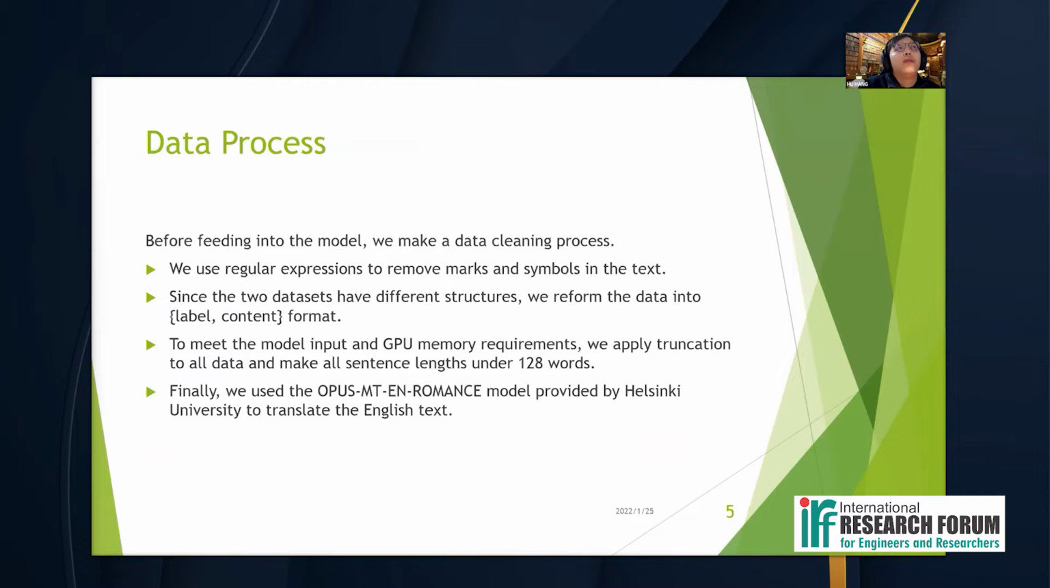Before feeding into the model, we do the data cleaning process. First, we use regular expressions to remove marks and symbols in the text. Since the two datasets have different structures, as shown before, we reform the data into label and content formats. To meet the model's input and the GPU memory requirements, we apply truncation to all data and make all sentences under 128 words. And finally, we use the Opus MT model provided by Helsinki University to translate the English text into Spanish.